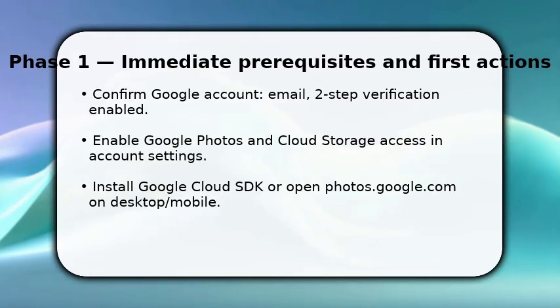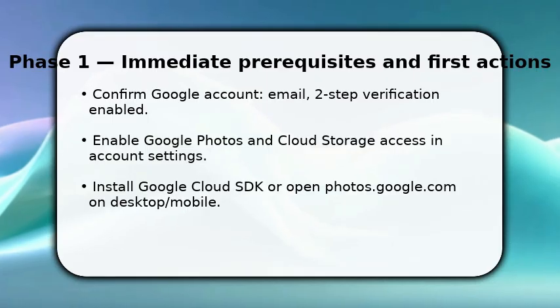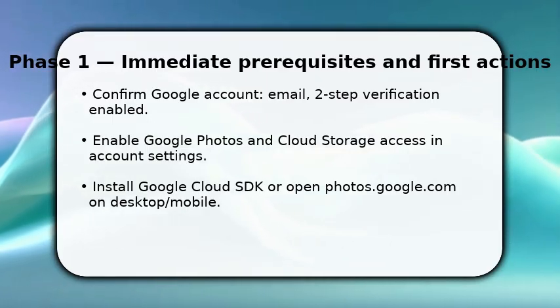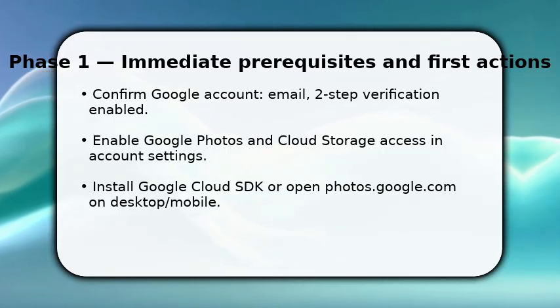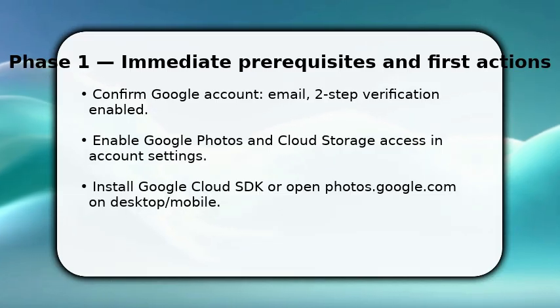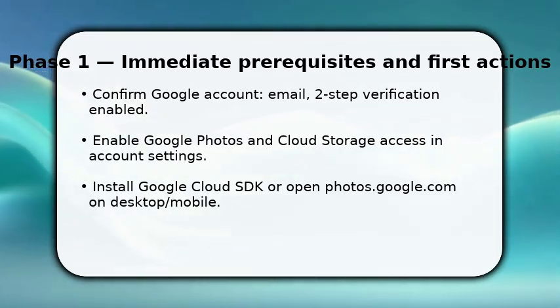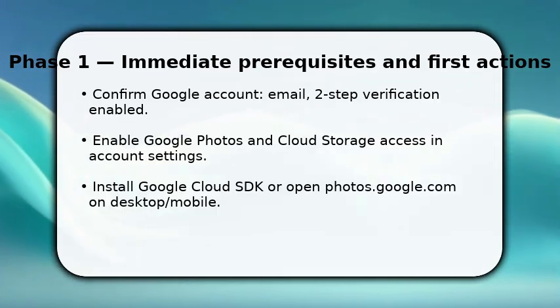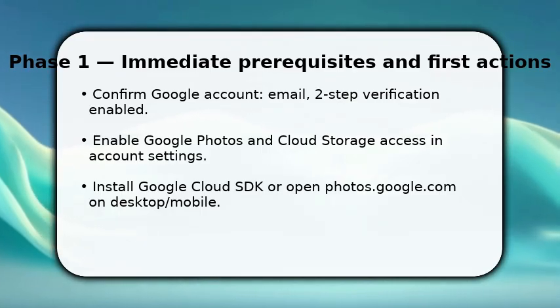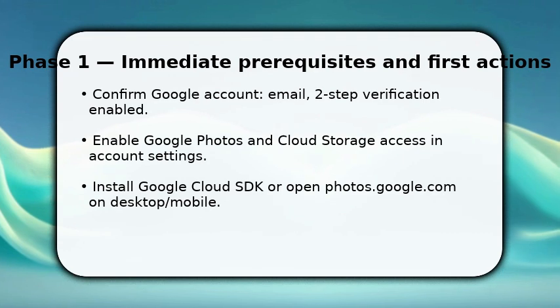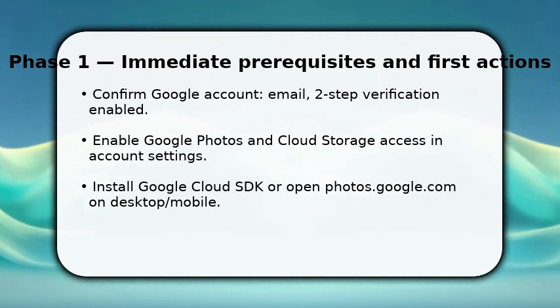You start by signing into the Google account that stores photos. Make sure two-step verification is on for safety. Once signed in, open Google Photos or enable cloud storage APIs if you'll search programmatically. Make sure you've granted necessary permissions and, if using the SDK, authenticated with gcloud auth login so tools can access your files. This step gets credentials and access ready. It prevents permission errors later and streamlines the rest of the process.